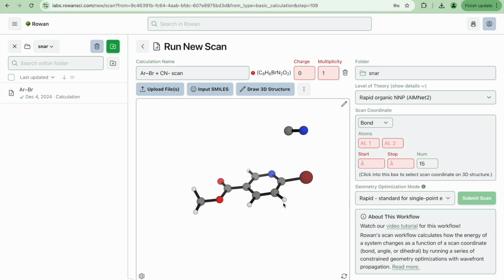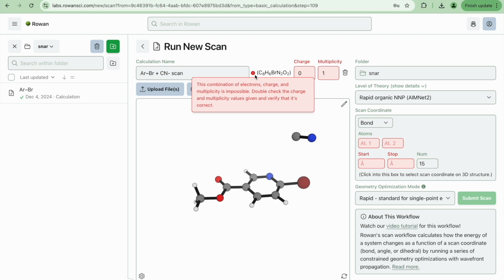So notice we now have a couple of things that demand our attention. These red boxes here tell us essentially that this combination of parameters does not make sense. So this combination of electrons, charge, and multiplicity is not possible. And it's telling us, I think you've made a mistake. This is either a radical or it has a non-zero charge. And in this case, we added a cyanide to a neutral molecule. So it's right, and our charge should be -1. And now this makes sense.